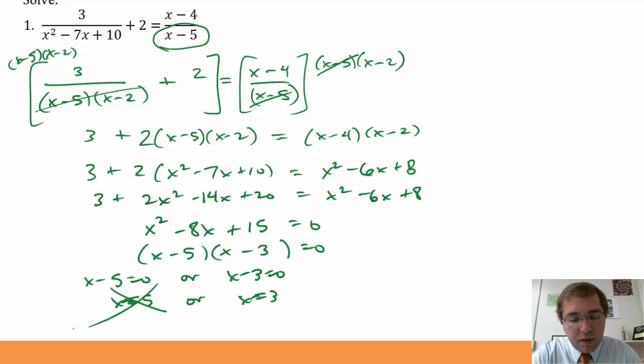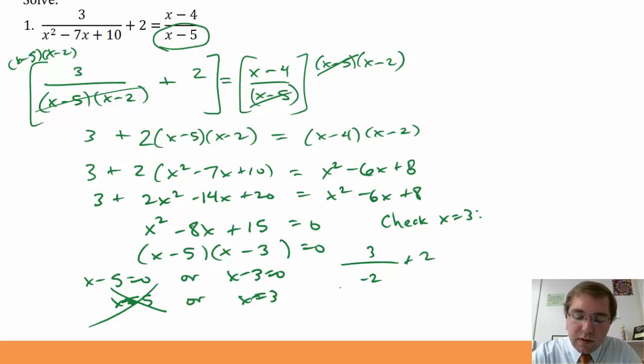So what about 3? Well, 3 does not make any denominators 0, so that's not a problem. But I should check and make sure that it works. So I can check on x equals 3, and if I plug it in, does the left side equal the right side? So I have 3 over 3 squared is 9 minus 21, then plus 10, and 9 minus 21 is negative 12, plus 10 is negative 2, and plus 2, and 3 over negative 2 is negative 1.5, plus 2 is positive 1/2.